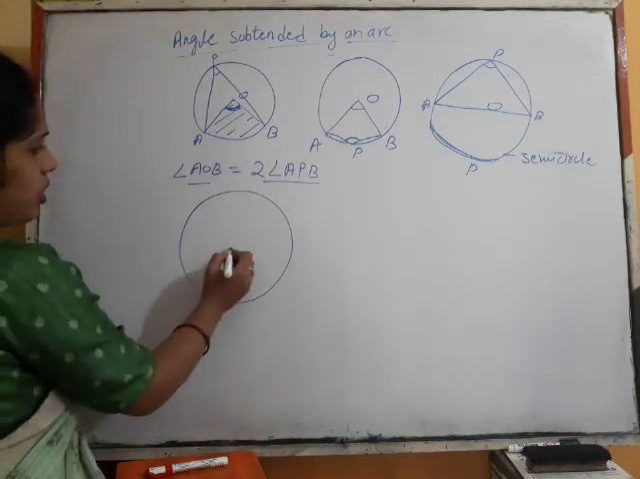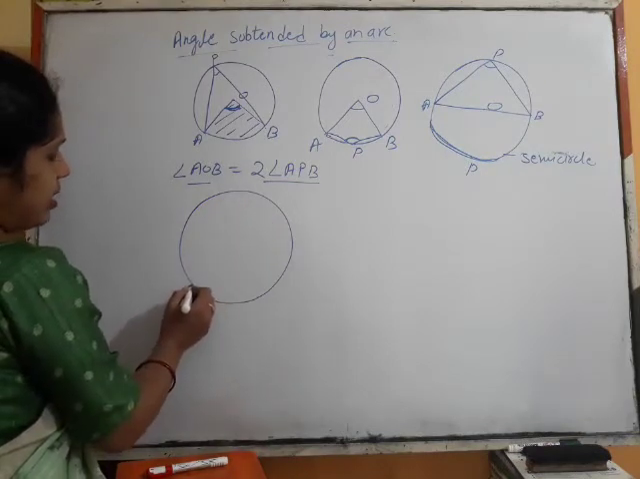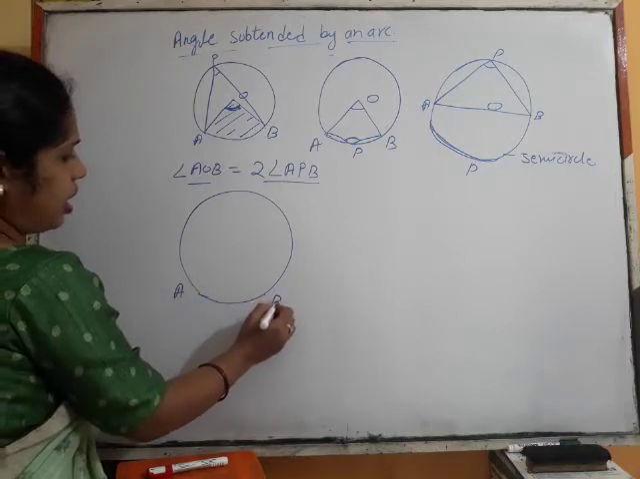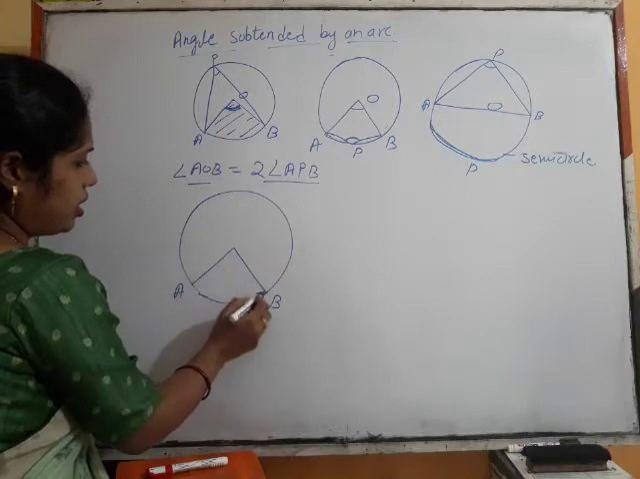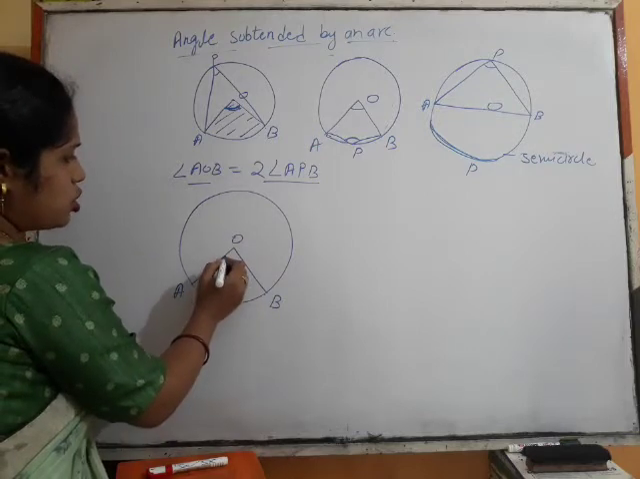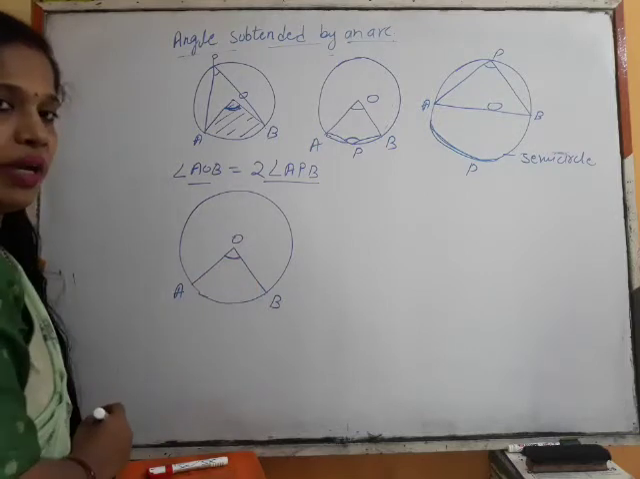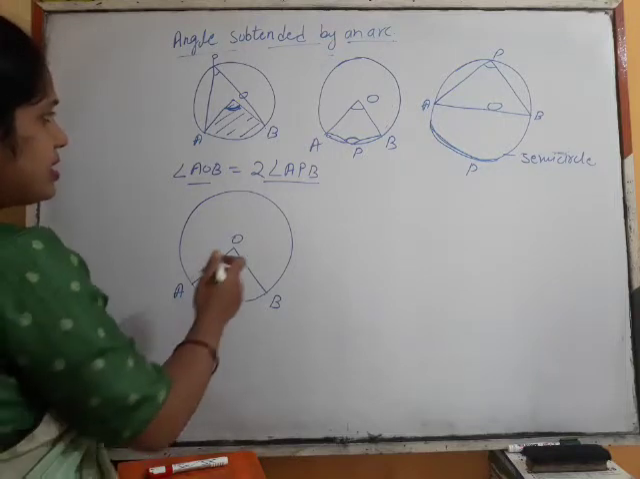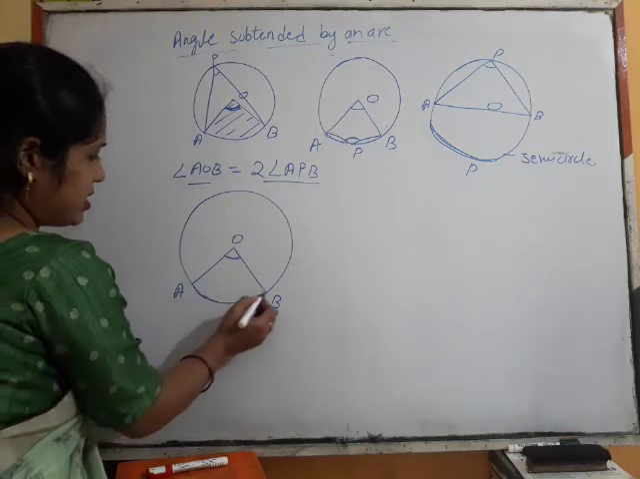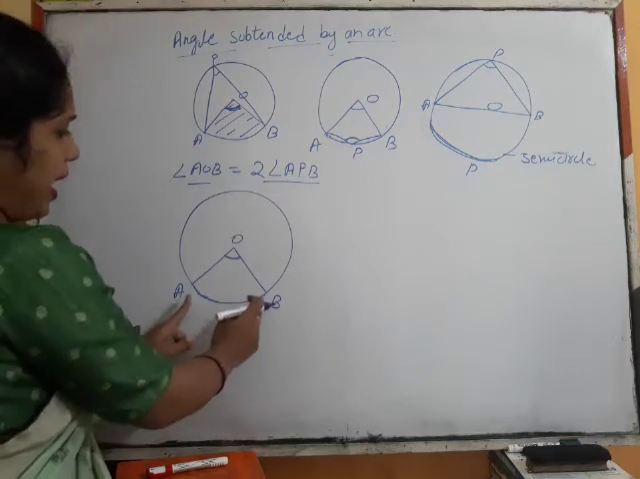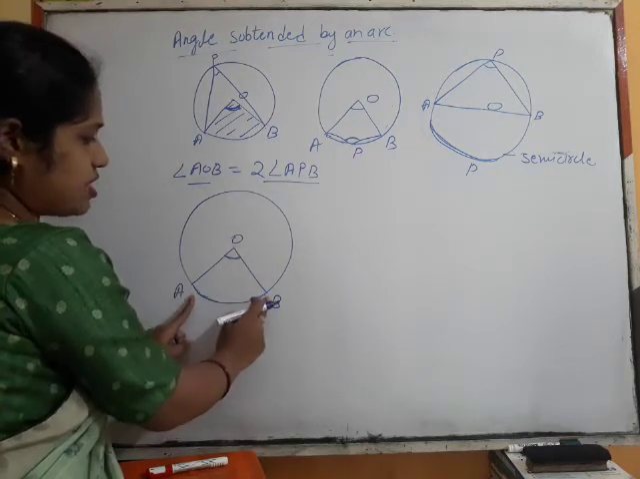This is the circle. As the theorem says, this is an arc AB and both the ends are joined with the center O. So it will subtend angle AOB at the center. Here I am considering the minor sector. The angle at the center is subtended by this minor arc.